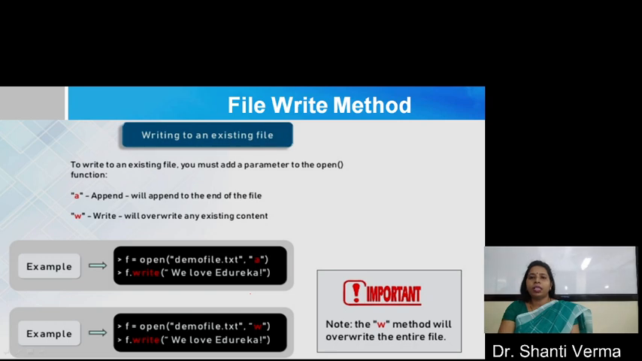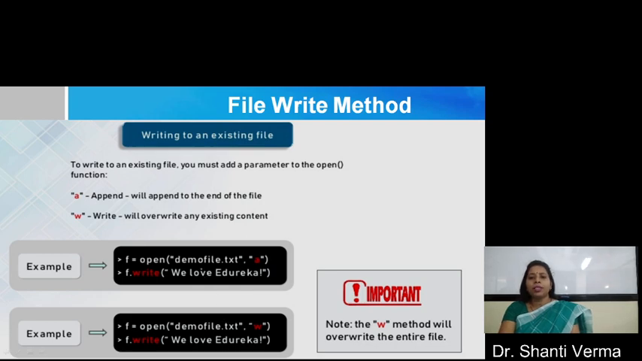Now how to write a file? To write a file, the write function is used. To write in any existing file, you can add a parameter to the open function. That is append mode. In append mode, you will append to the end of the file. While if you are using W or write mode, the existing contents of the file will be overwritten.